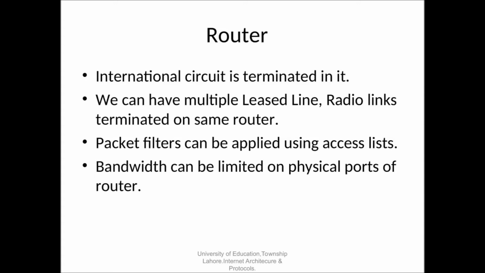If there is a local area network and in that local area network we want to use WAN as well, so we will deploy a router between our proxy server and the device which is received from an ISP. So the router is between the proxy server and the device received from the ISP. Second point, we can have multiple lease line and radio links terminated on the same router.